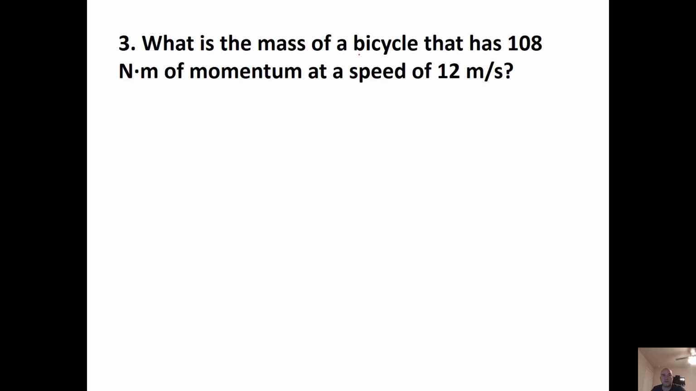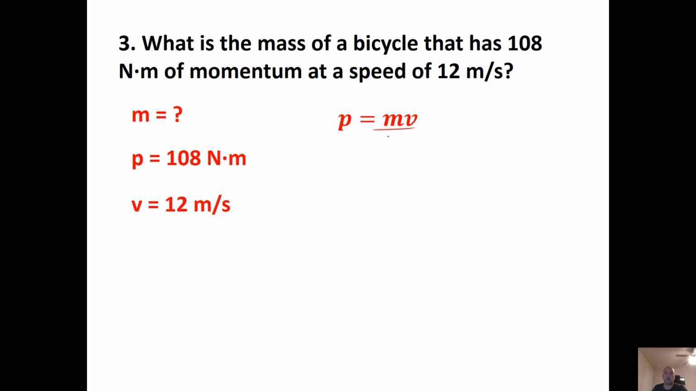What's the mass of a bicycle that has 108 kilogram meters per second of momentum and a speed of 12 meters per second? So there are our variables we're given. We have our equation. We're going to have to divide to get mass alone. So we get mass equals momentum over velocity, and we get an answer of 9 kilograms.